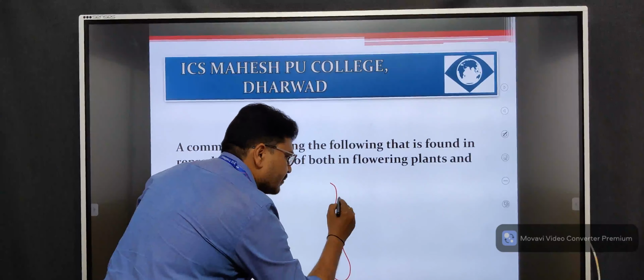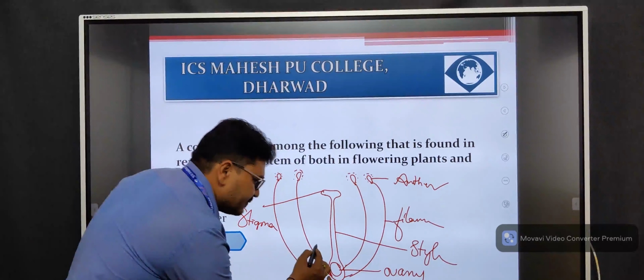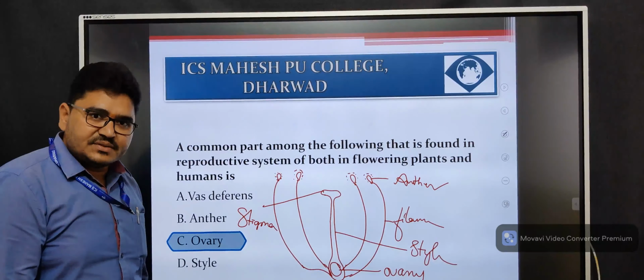Okay, look, we need to look a little at the sexual reproduction in flowering plants part here. This is the filament and this is the anther. Okay, and this is the ovary and this is the style and this is the stigma. So here is the part of the ovary in the case of plants, which contains ovules, also known as female germ cells.